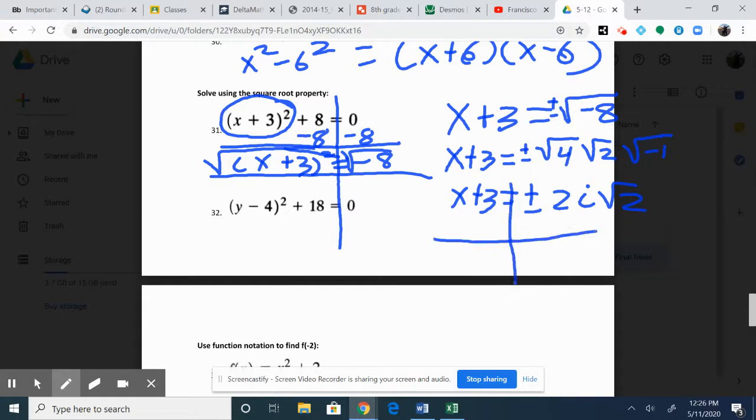So now that we have that, we can just subtract 3 on both sides. Our answer is going to be negative 3 plus or minus 2i times the square root of 2.